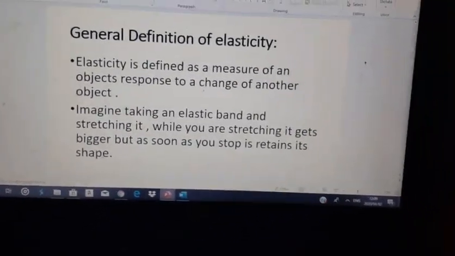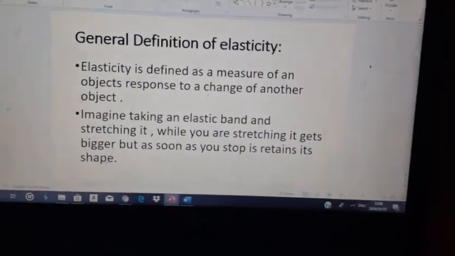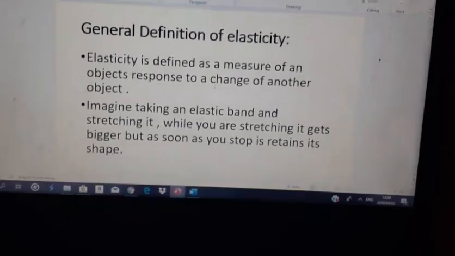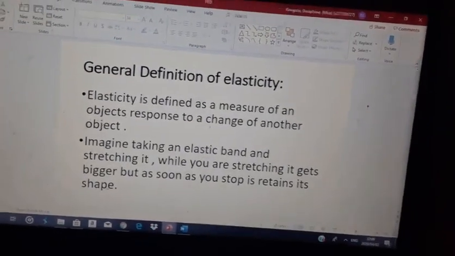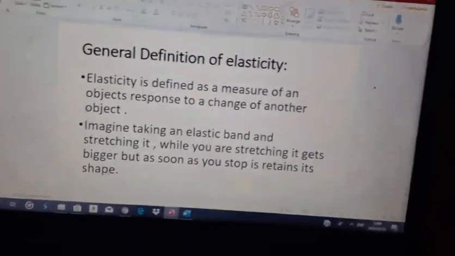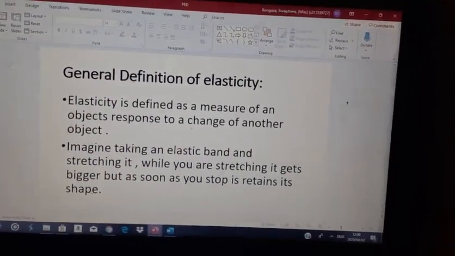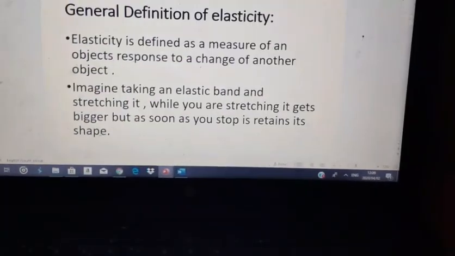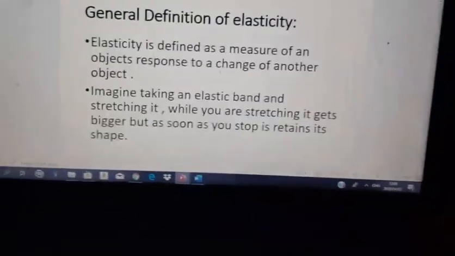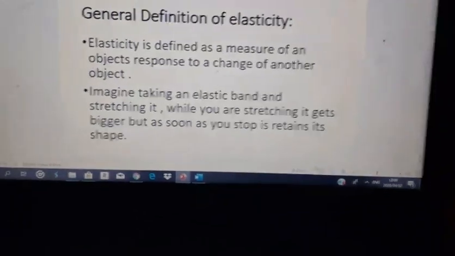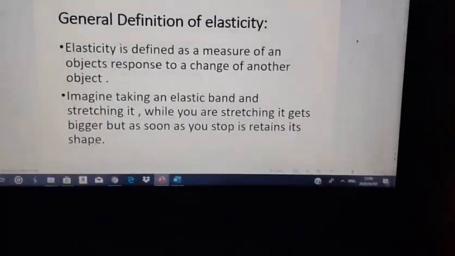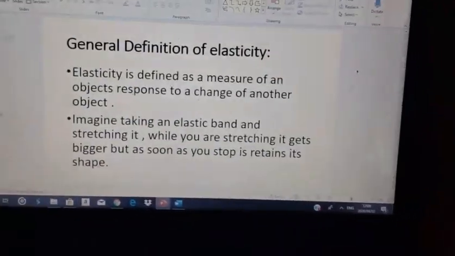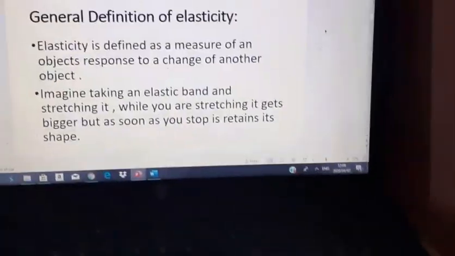Ne? Let's imagine taking an elastic band and stretching it. While you are stretching it, it gets bigger, but as soon as you stop, it retains its what? Its shape. So considering an elastic band, there's a person who's stretching the elastic band, and there is a response of the elastic band to the stretching. Yeah? So that's what we are actually talking about. Generally, we are measuring a response of one object when there is a change in another object.